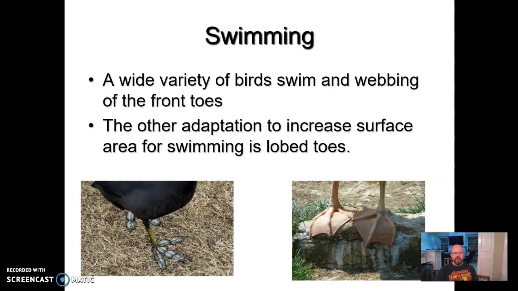Swimming birds, a wide variety of birds swim with webbing on their front toes. Another adaptation is to increase surface area with lobed toes. So this is like a grebe's toes over here on the left, and then the webbed toes that you might see on a goose or a duck.